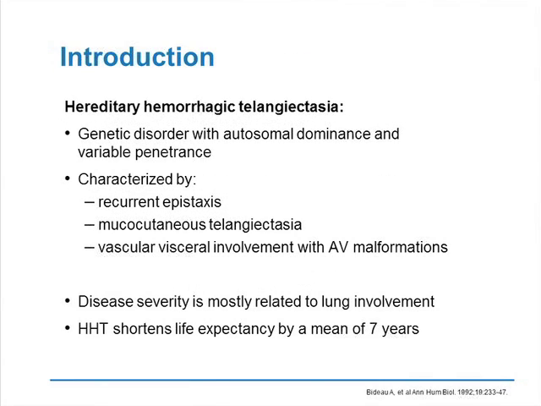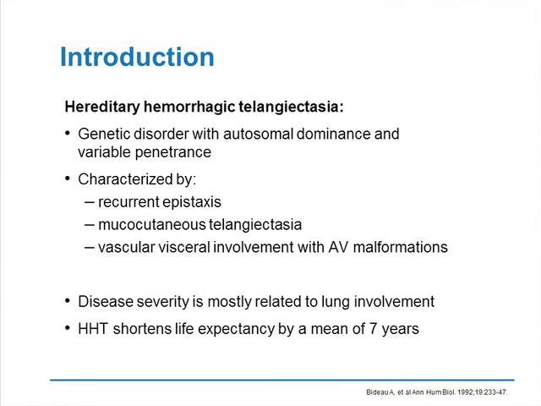So what is HHT, or hereditary hemorrhagic telangiectasia? It is a genetic disorder. It's got an autosomal dominant form of inheritance, but it's got variable penetrance. And what I mean by variable penetrance is that even though it's an autosomal dominant inherited pattern, the disease can come on later in life, and even within the same family, the disease manifestations can be quite varied.